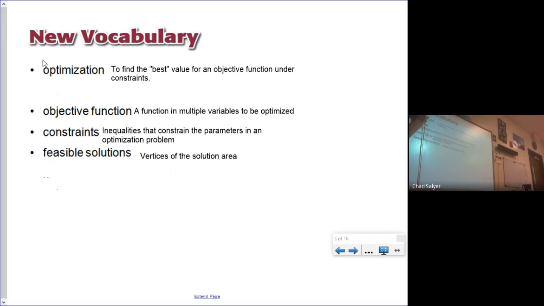An objective function is a function in multiple variables that we need to optimize. And then constraints are inequalities that constrain the parameters in an optimization problem, like my example for Holden, you've only got so many donuts to sell, or whatever. And then the feasible solutions are vertices of the solution area. So in other words, where the edges come together, the vertices.